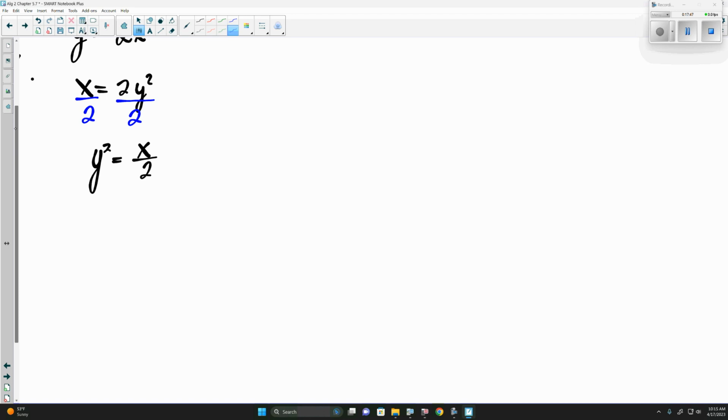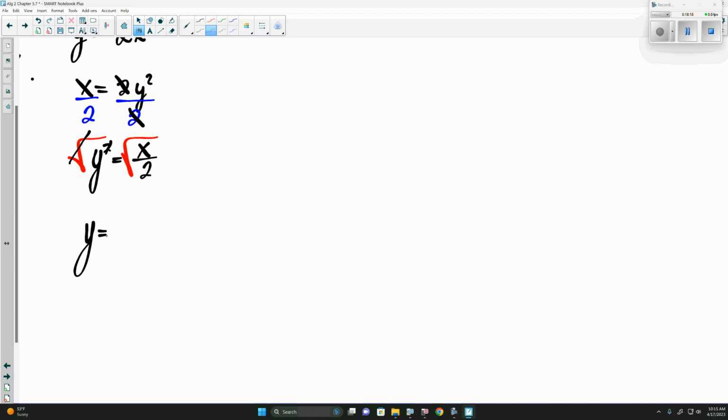Since these two are being multiplied, division, 2 divided by 2 is 1. So then we just have x over 2. Yes, and we can do that by square rooting both sides. These two will cancel, giving us y by itself.